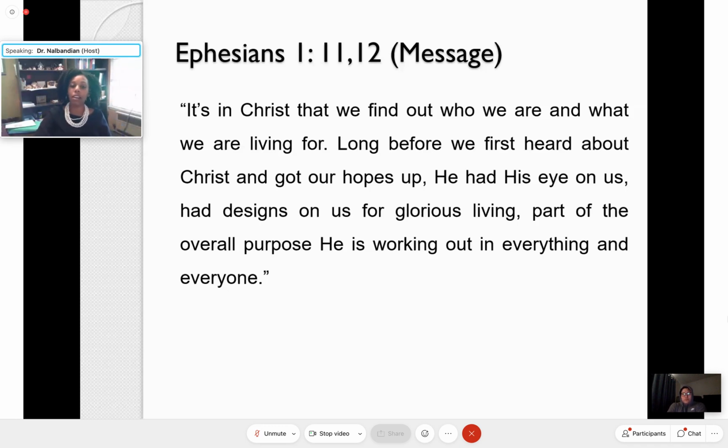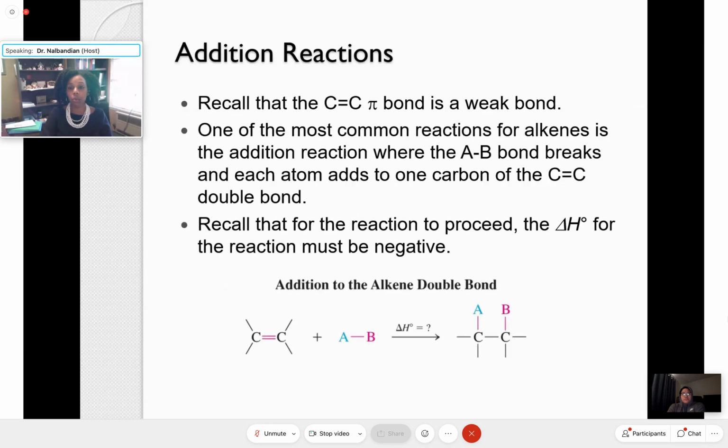So you are part of this grand plan that God has for what he wants to do on the earth. So it's in Christ that you find out who you are and what you're living for, what he's called you to do as you work together with him to accomplish the purposes that he has planned for the earth, that he's working out in everything and everyone. So I think that's pretty cool. Hope you do too.